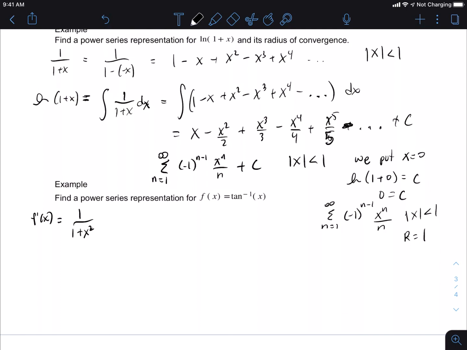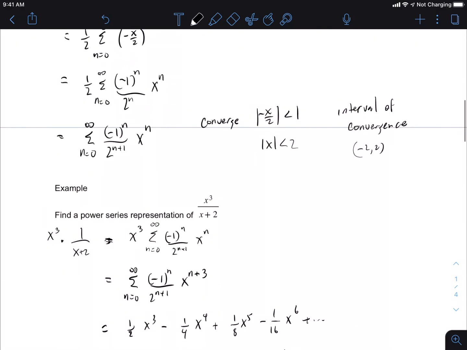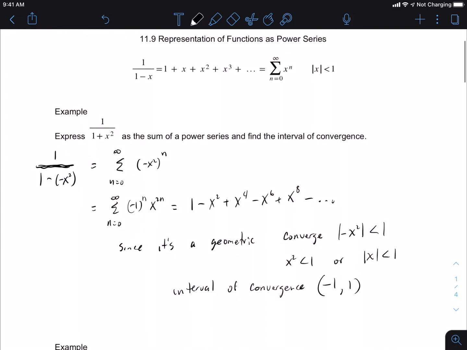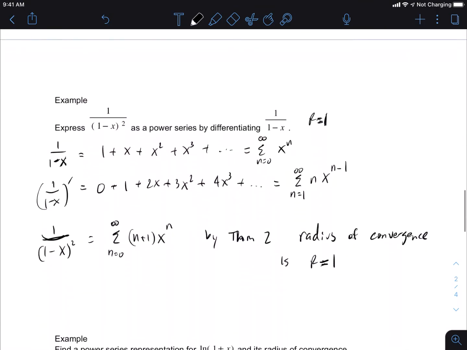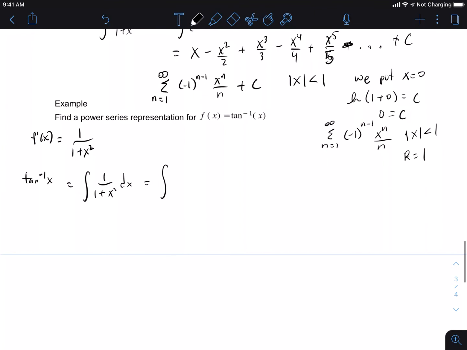So what ends up happening here is we get, all right, tan inverse of x is equal to the integral of 1 over 1 plus x squared dx. But we already know that one from the previous example. That was up right here. And so it's going to be 1 minus x squared plus x to the 4th minus x to the 6th, right? So we can generate that one. And we're going to get 1 minus x squared plus x to the 4th minus x to the 6th plus dot dot dot.